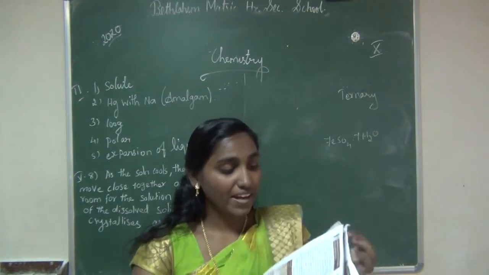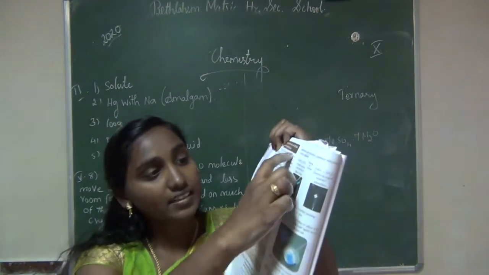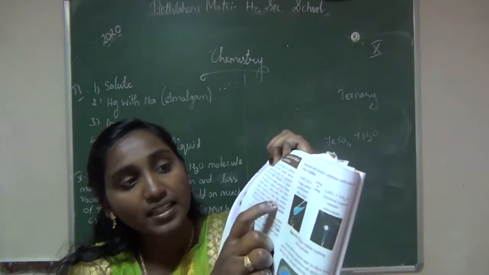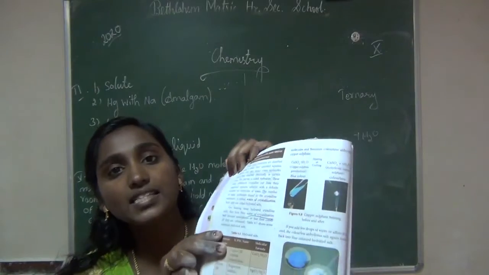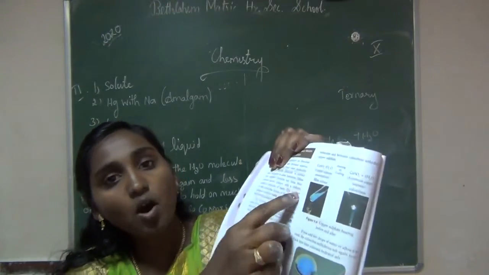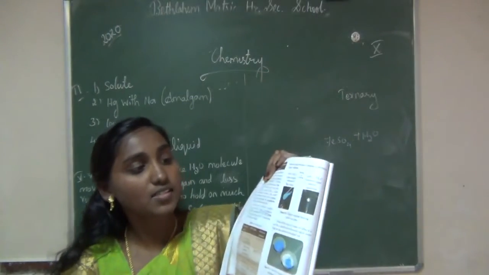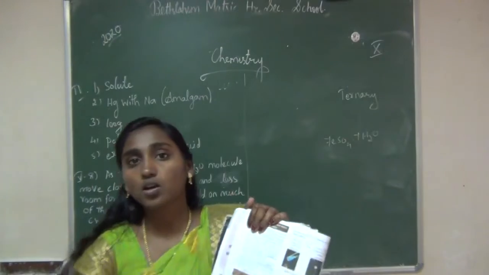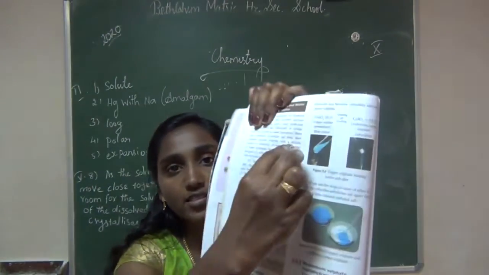Page 130, see the first paragraph under the heading hydrated salt and water of crystallization. Start from the 8th line: the number of water molecules found in crystalline substance is called water of crystallization. Such salts are called hydrated salts. This much only, these 4 lines, mark it.